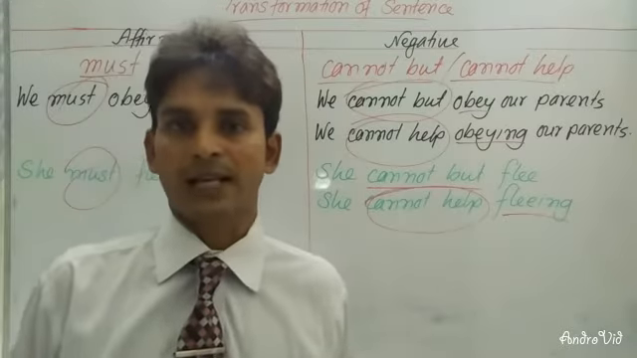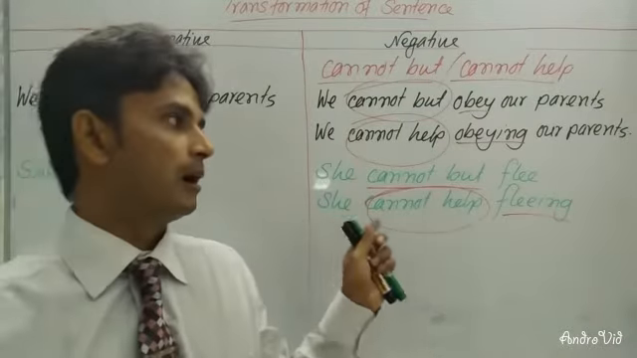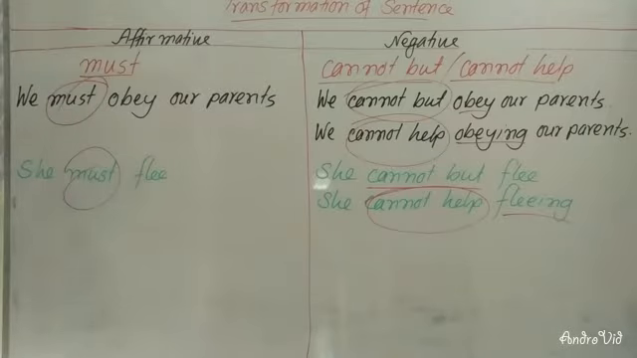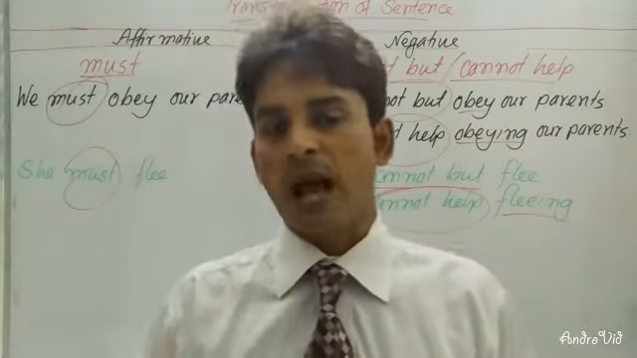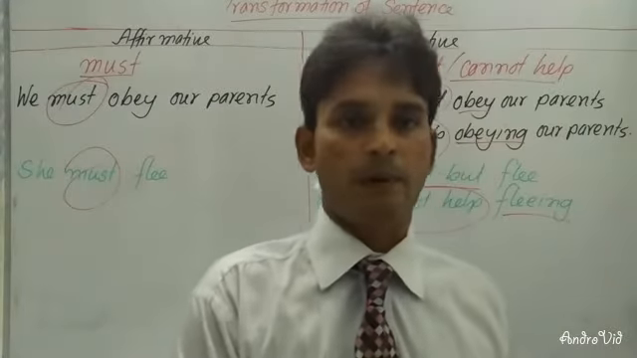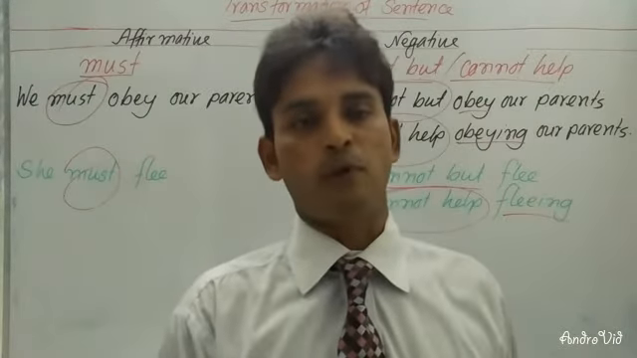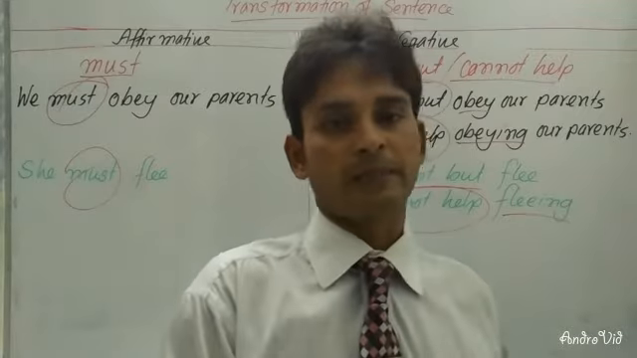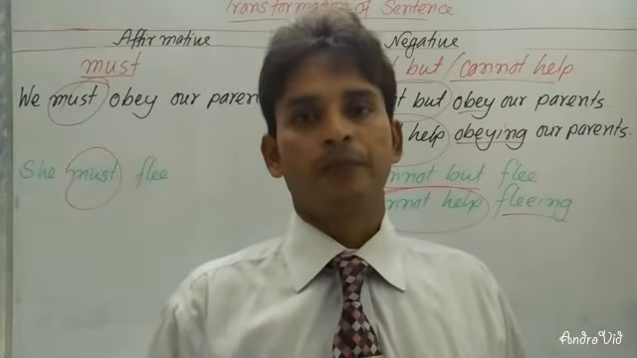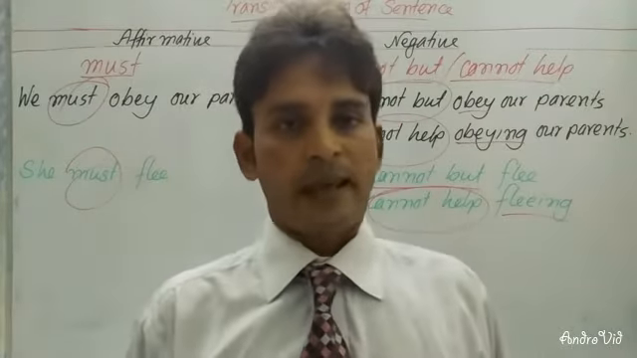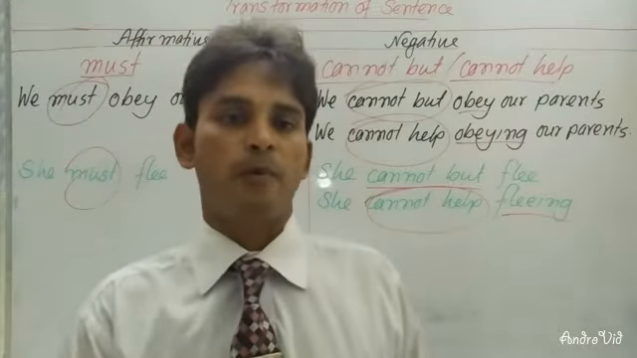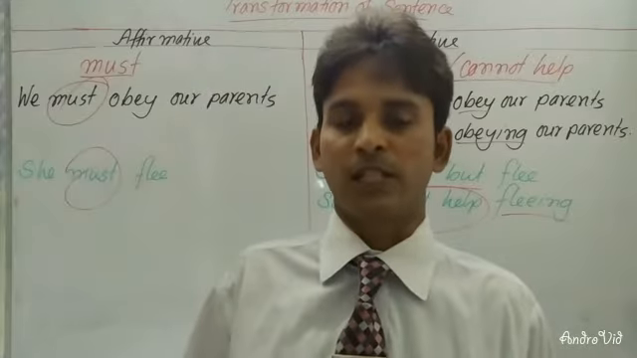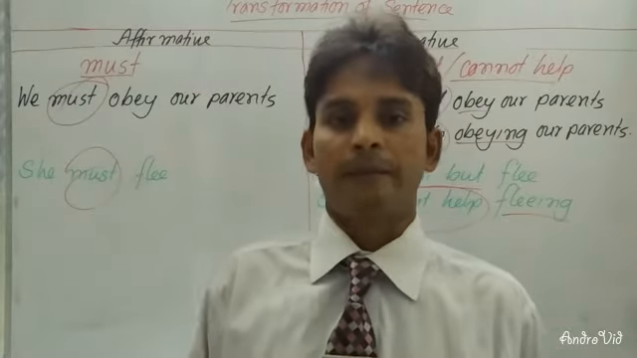Dear learners, you can understand it easily. If so, I hope it is clear to you. If you have must in an affirmative sentence, you will have to use cannot help, then present form of verb at the time of changing into negative, or cannot help, then ing with the present form of verb in negative sentence. So if you have cannot help, then ing with the present form of verbs, then at the time of changing into affirmatives, you will have to use must, then present form of verb.